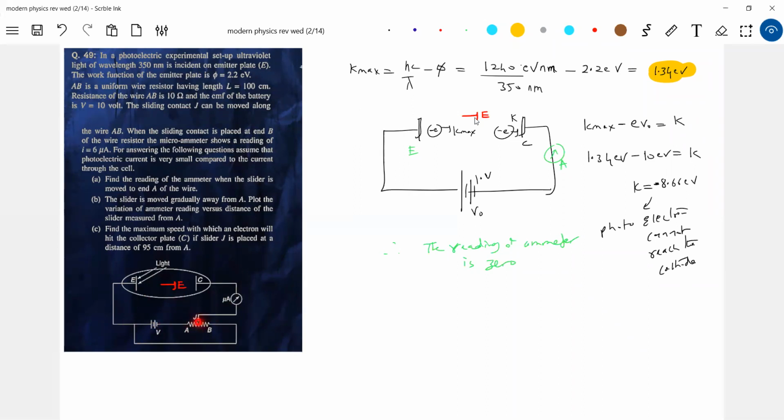So what will happen? When the drop across this becomes equal to 1.3 volt, then only current will flow here. Now you can ask, sir, there is no current here, then how come there is a drop? The drop can be from here.